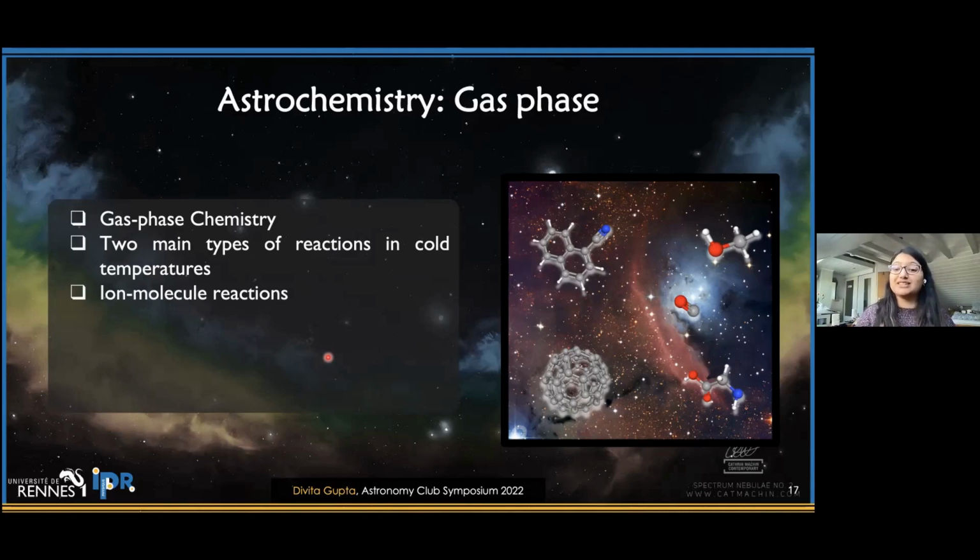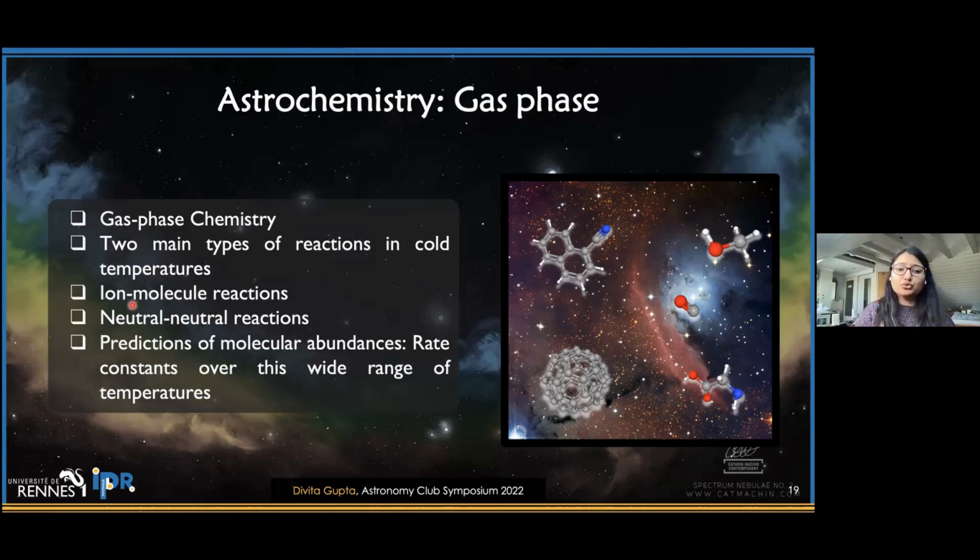So ion-molecule reactions actually are known to be one of the key types of reactions taking place. And they are quite fast as well, even at these low temperatures. Another type of reactions is neutral-neutral reactions. So this means none of the species is charged. However, one of them can be a radical, which are uncharged species. And to really predict the molecular abundances, like I said, for different species, we need to have the rate constants for these reactions over a wide range of temperature. And that is all the way down to 5 Kelvin as well.